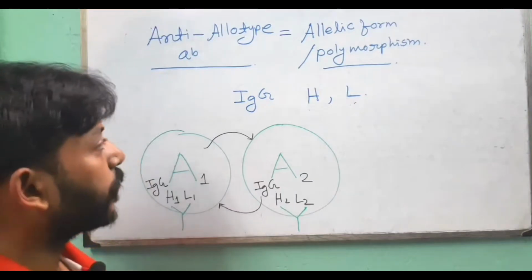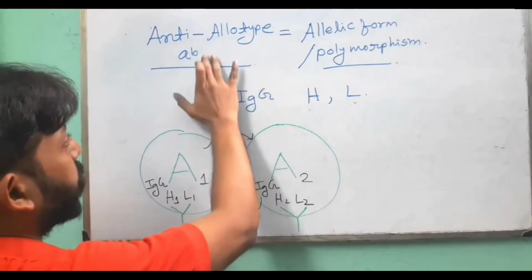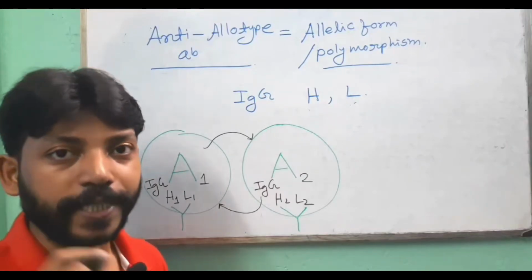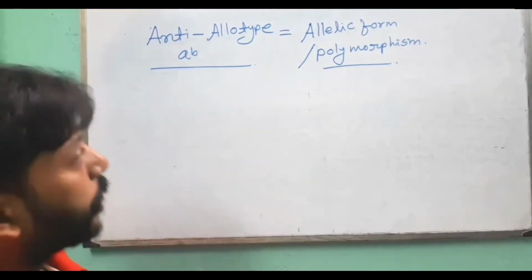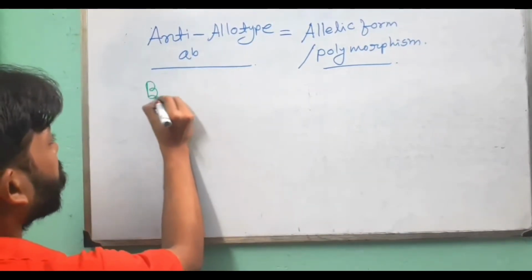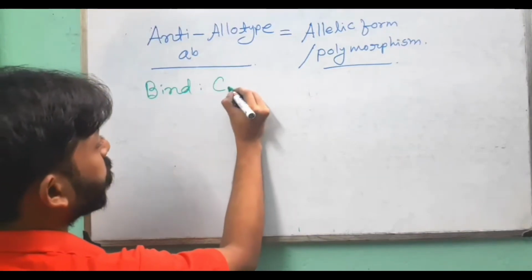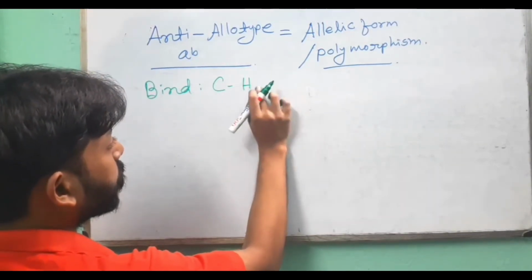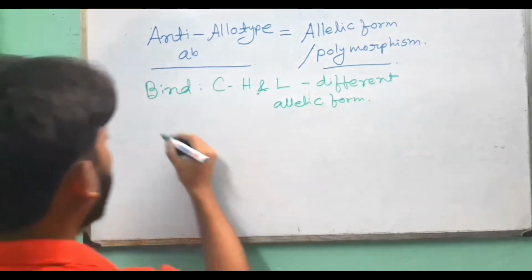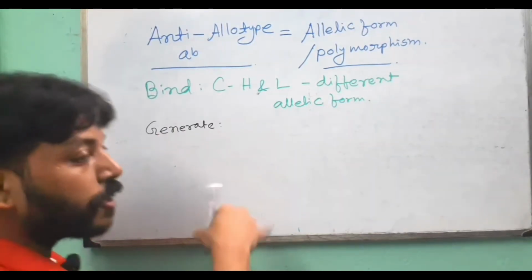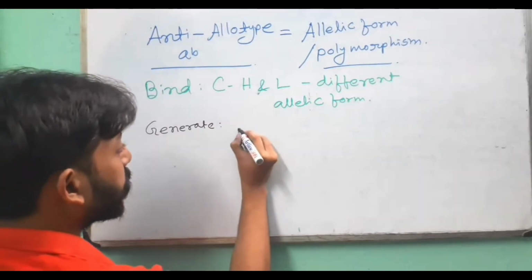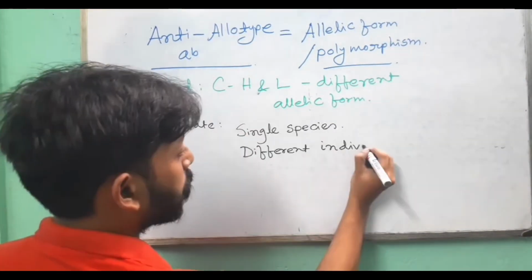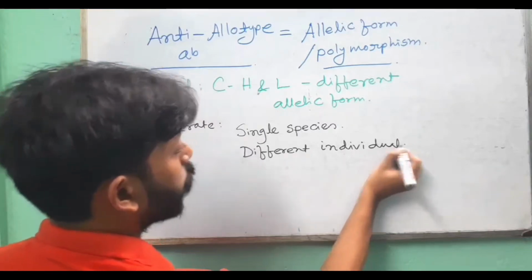So in this case, the anti-allotype antibody also binds with the constant region of heavy and light chain. This anti-allotype antibody binds with the constant region, the C region of heavy and light chain of different allelic forms, and it is generated if we transfer antibody within a single species but between different individuals. You have to remember.